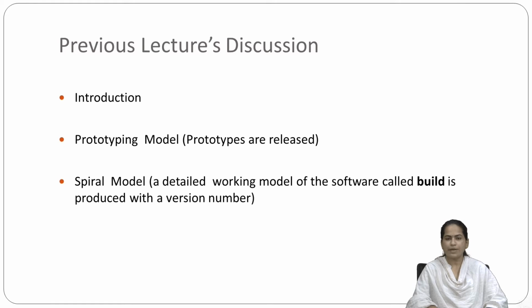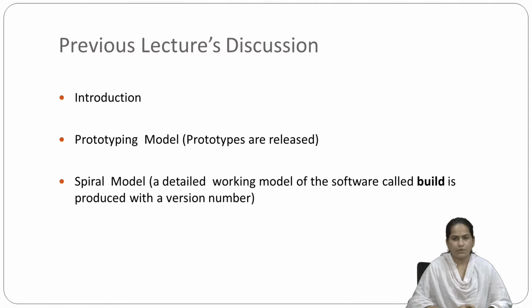As the name suggests, it has prototypes which are released at different intervals of time and that are used as the original product. Then we had the second model, that is the spiral model. In the spiral model we had a detailed working model of the software, called a build, which is produced with a version number. We use different software builds at different times. This we have already discussed.